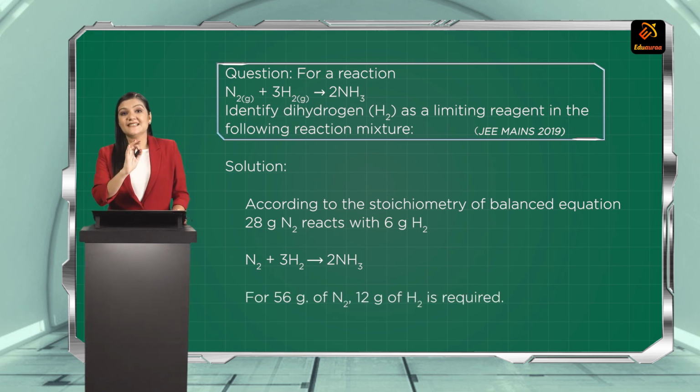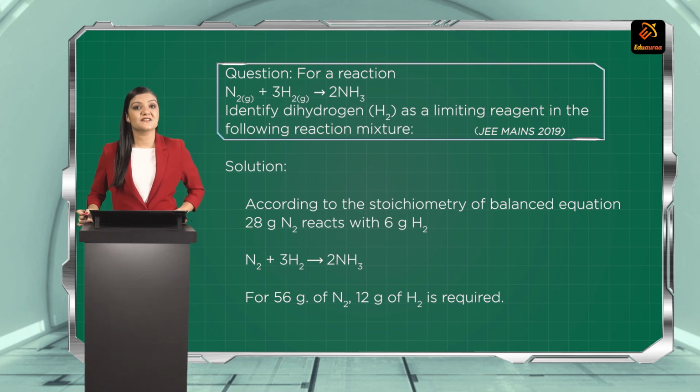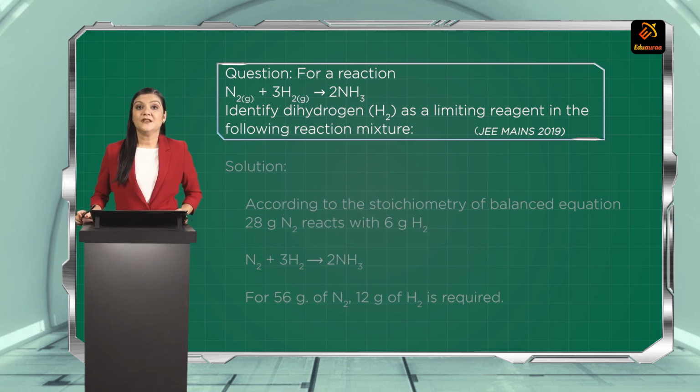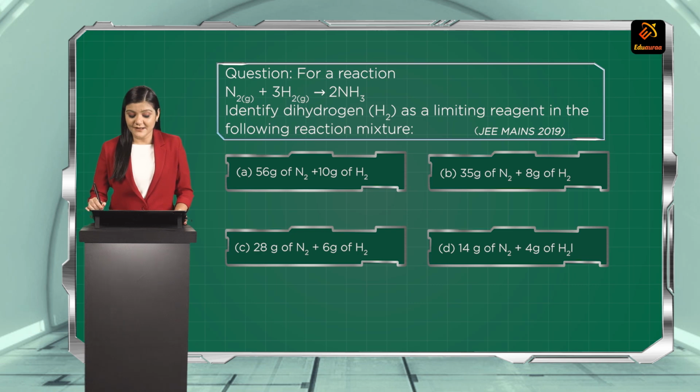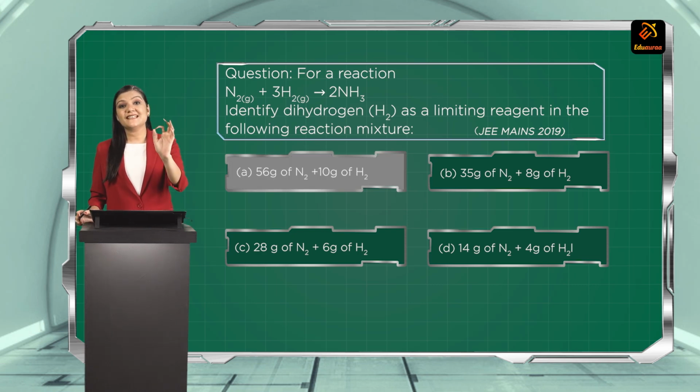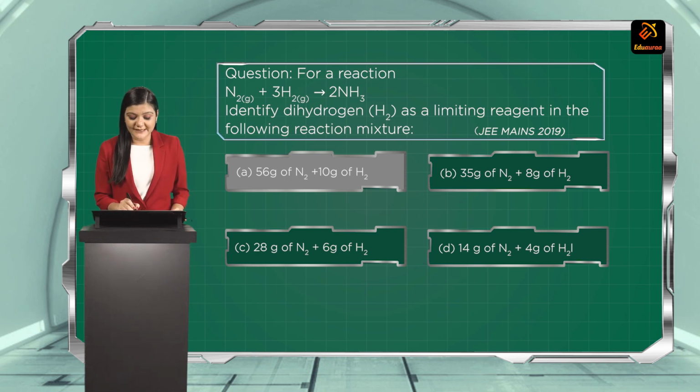For 56 gram of nitrogen, how many grams of hydrogen are required? We will do cross multiplication and the answer will be equal to 12 grams. So students, the correct answer will be option A, that if we take 56 gram of nitrogen and 10 gram of hydrogen, then we will get the limiting reagent as the hydrogen molecule.